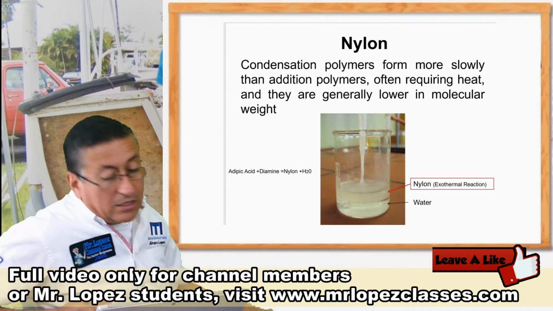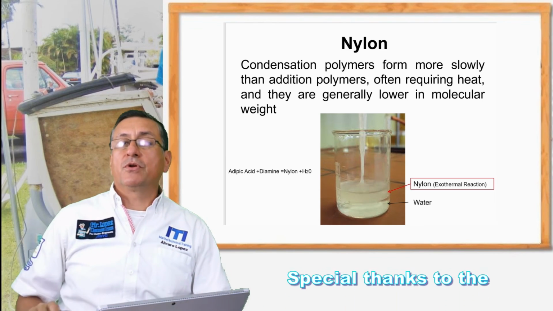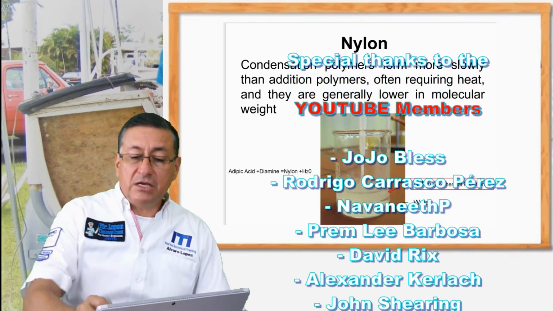We have water in the bottom and nylon on top. This is one of the polymerization processes that produces a subproduct. In this particular case, the subproduct is water.